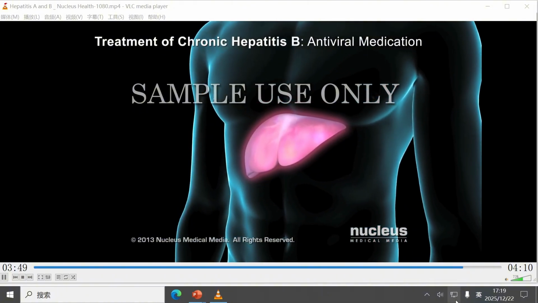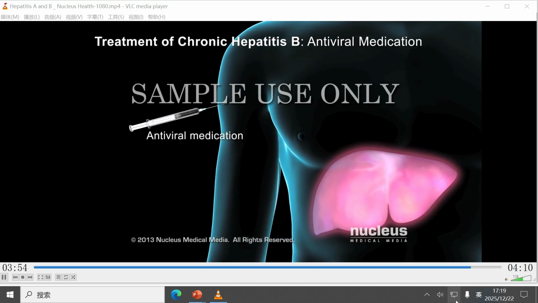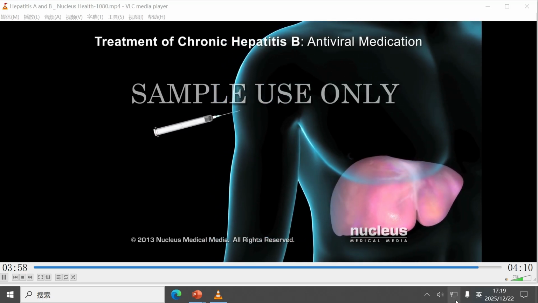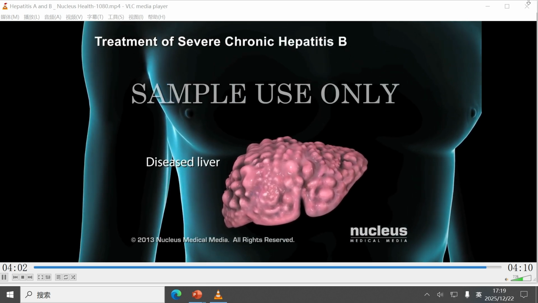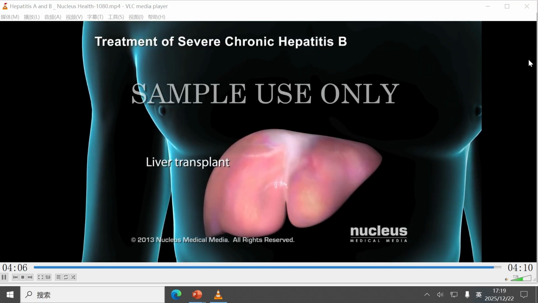If you have chronic hepatitis B and your immune system can't get rid of the virus completely, your doctor may prescribe antiviral medication. If you have a severe case of chronic hepatitis B, your doctor may recommend a liver transplant operation.